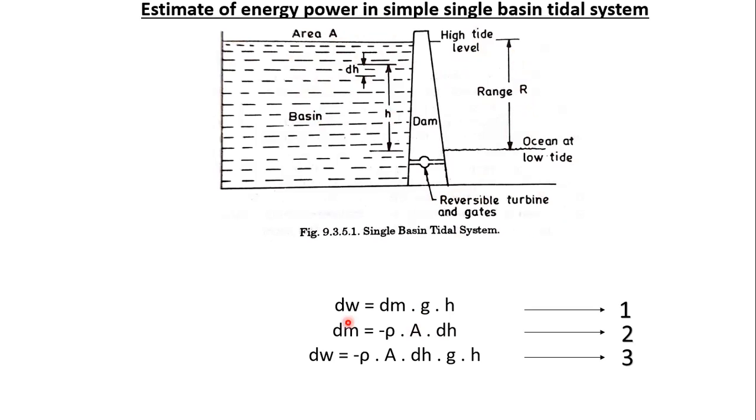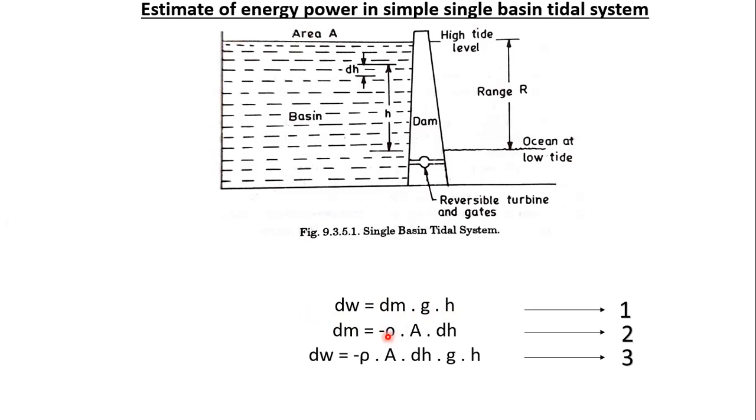So we can write dW = dm × g × h. Okay, so here capital W is the work done by the water. It will be expressed in kilocalories or kgs or simply joules. And here g is the gravitational constant and m is the mass flowing through the turbine. It is expressed in kgs. Okay, and small h is the head in meters.